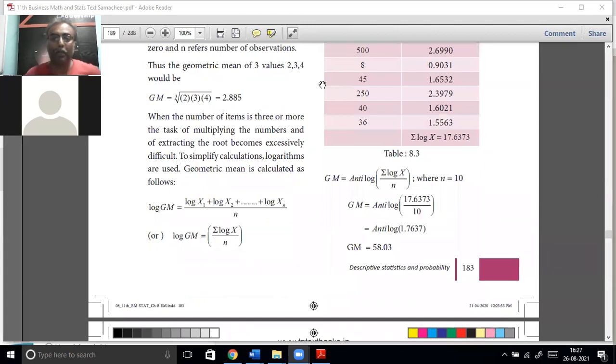In your laptop or in your mobile phone, you have to download an app for finding log and anti-log. My phone, I have downloaded one app. A normal calculator will not have it. So what I have downloaded is a log and anti-log calculator. Can you see this thing?